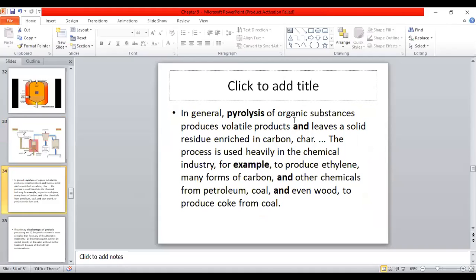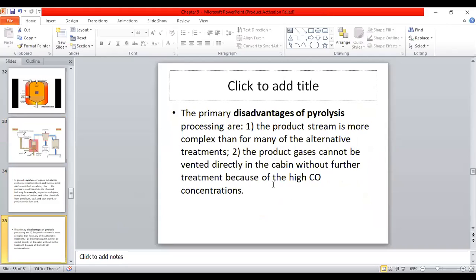So in general, pyrolysis of organic substances produces volatile products and leaves a solid residue enriched in carbon, char. The process is used heavily in the chemical industry, for example, to produce ethylene, many forms of carbon and other chemicals from petroleum, coal, and even wood, to produce the coke from the coal. So these are the various applications of this pyrolysis.